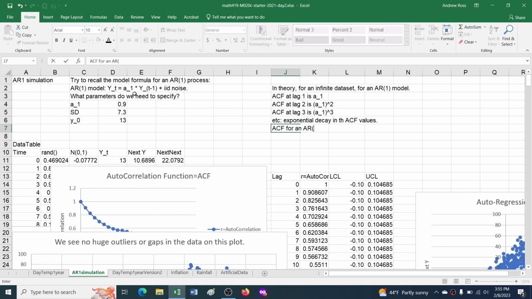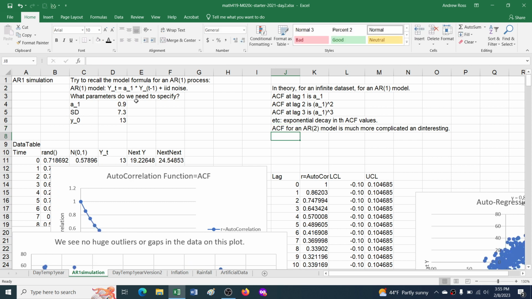ACF for an AR2 model is much more complicated and pretty interesting, and we'll have to just let you read about that in textbooks. So the lesson here is, just because you see a non-zero correlation at lag 2 doesn't mean that an AR1 model isn't appropriate for your data. What you could ask yourself in a very kind of heuristic way is, is the ACF at lag 2 roughly the square of what it was at lag 1?